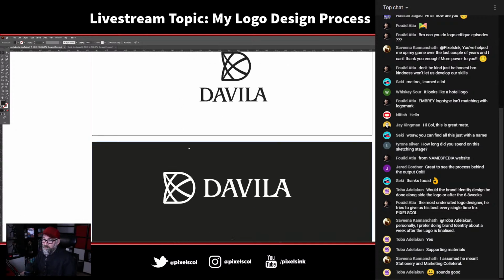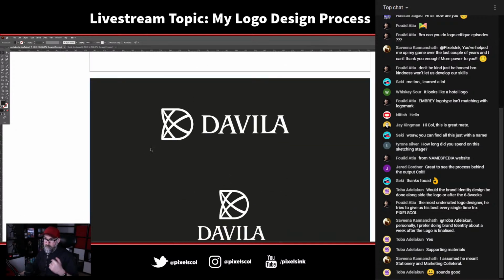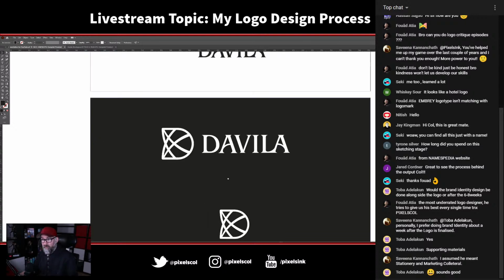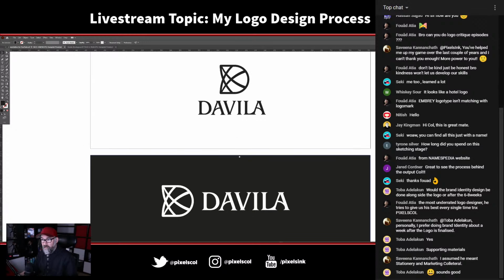And then it's important as well that you check how it looks white on black. And you do get an optical illusion effect with white out of black. The white can look heavier. What I mean by heavier is the lines can look thicker, and they're not any thicker than this one.